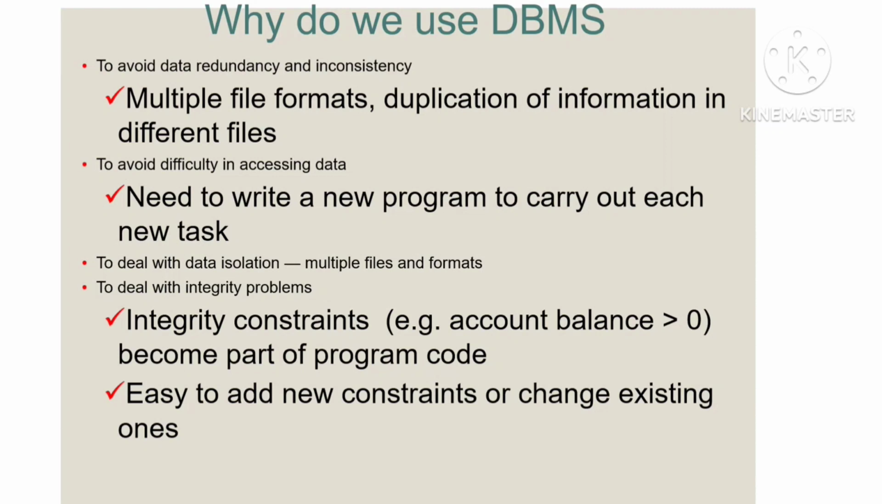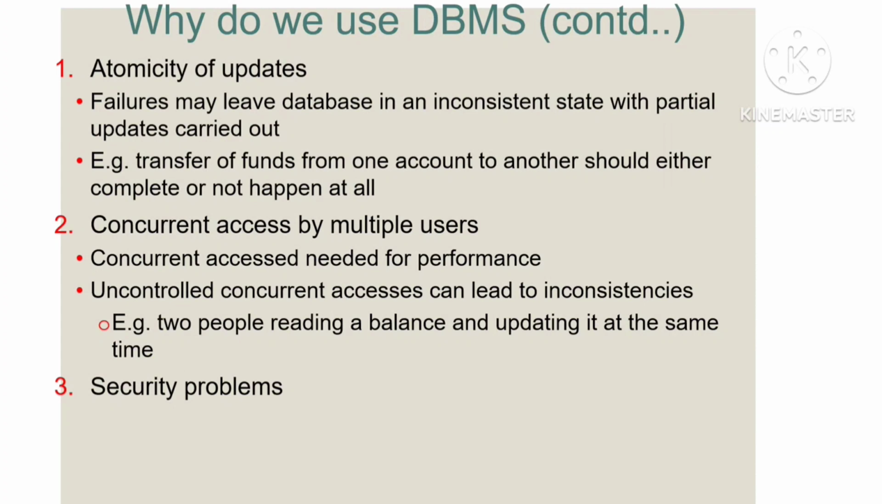To deal with data isolation, that is multiple files and formats, and to deal with integrity problems. Integrity constraints are nothing but when the data is combined, the data doesn't lose its identity, and it is easy to add new constraints and attributes. That's the reason why we use it. And the others are atomicity of updates, concurrent access by multiple users, and security problems, which are not erased as much as we think. That's the reason why a database is used.